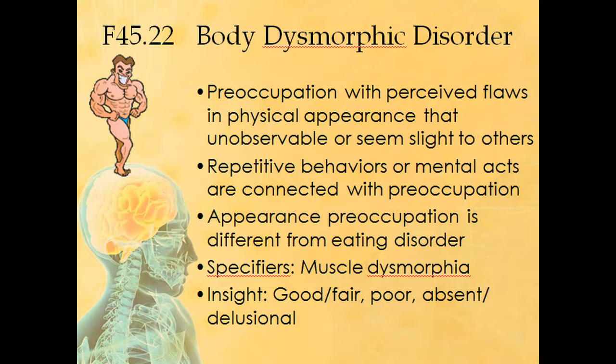Specifiers include muscle dysmorphia. This is when a person believes that they are less muscular than they want to be, for example. You can find this sometimes in athletes. They're just obsessed about the way in which they look in terms of muscle tone. And insight can be good and fair, again, poor or absent or delusional. Because again, body dysmorphic disorder is a cognitive error. It's a way of which you look at your body, and that cognitive error can reach delusional proportions.